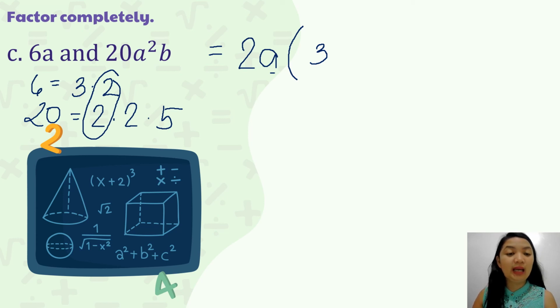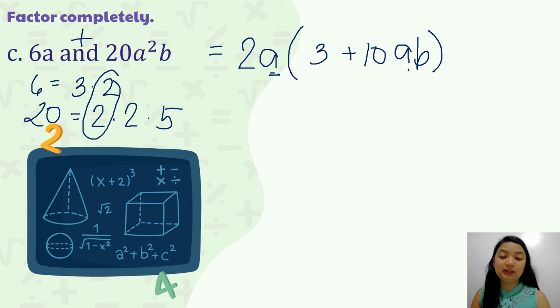Next one, I think this is plus. So we have 20. 20 divided by 2 will give us 10. So we have 10. Common factor is a. So a squared divided by a will give us a, and then we have remaining b. So our answer is 2a times the quantity 3 plus 10ab.